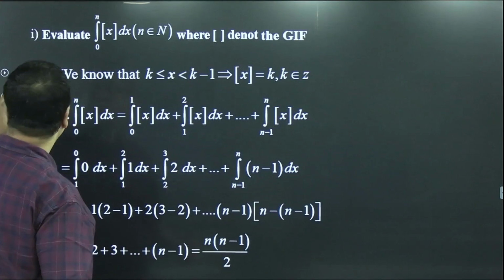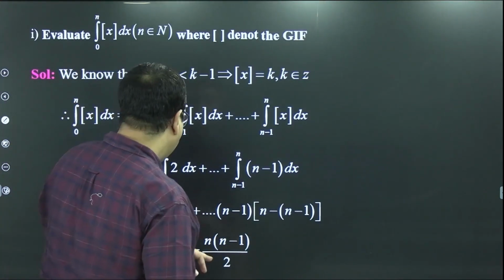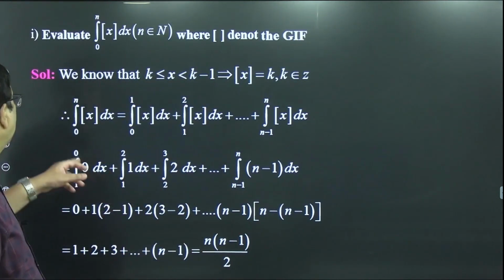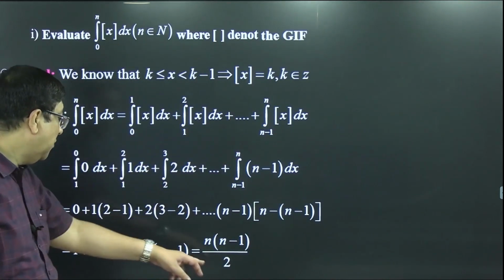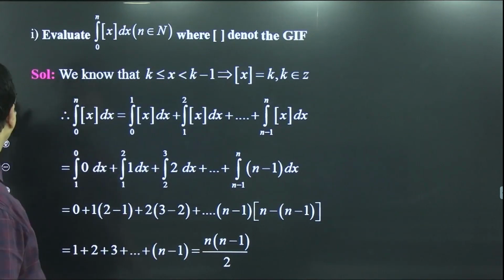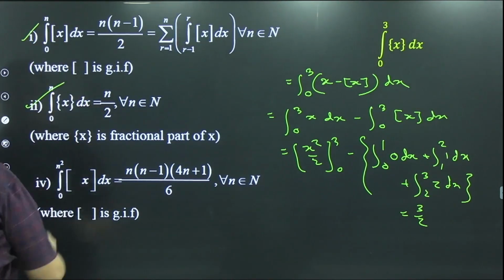Let's go to the next. Evaluate the integral from 0 to n of the box function. We have done this: n into n minus 1 by 2. I have shown you the step by step method: 0 to 1, 1 to 2, 2 to 3, all are boxes, and the final result is coming like this. So these two formulas are very much important.